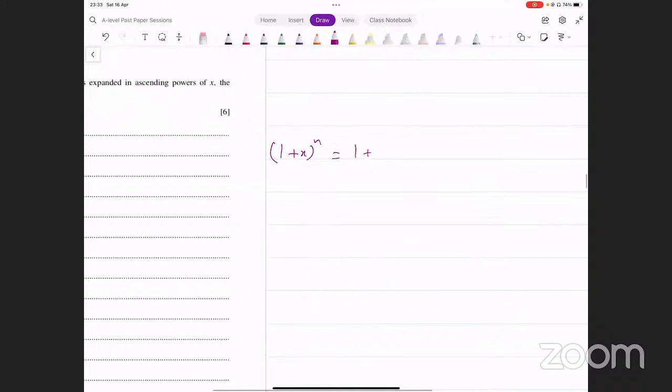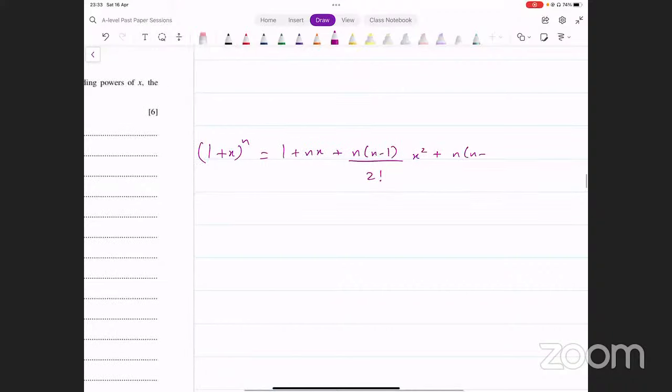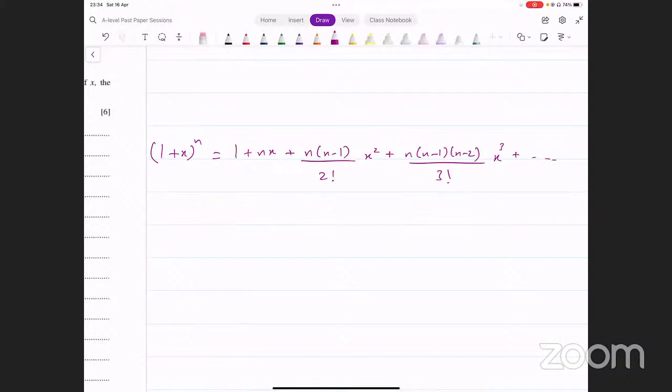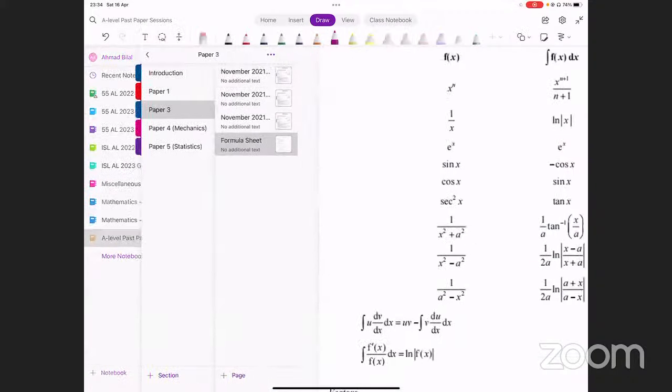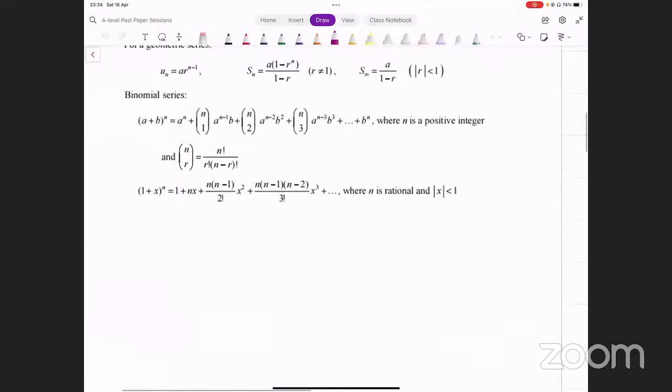1 plus x whole raised to power n equals 1 plus nx plus n into n minus 1 over 2 factorial x square plus n into n minus 1 into n minus 2 over 3 factorial x cube and so on. This is the formula that you're given in the formula sheet. Yeah, I'll actually have the formula sheet here somewhere as well. I'll just show that to you. ये formula sheet में आपको ये दिया होता है. It's right here. This one. ठीक है? This is what we're using. Paper 3 में ये वाला formula use करते हैं.